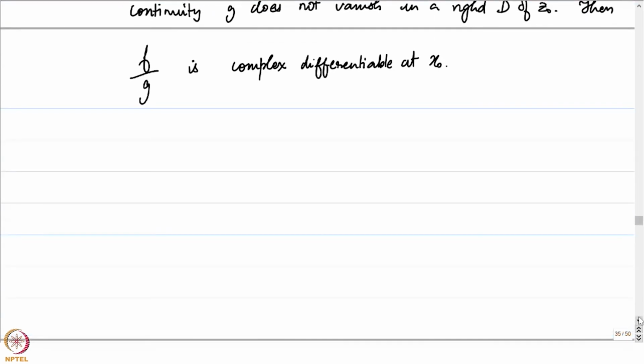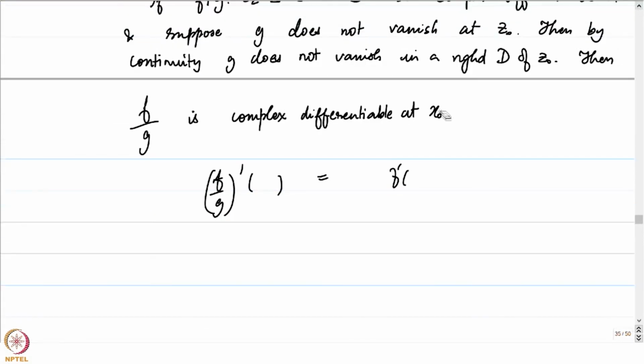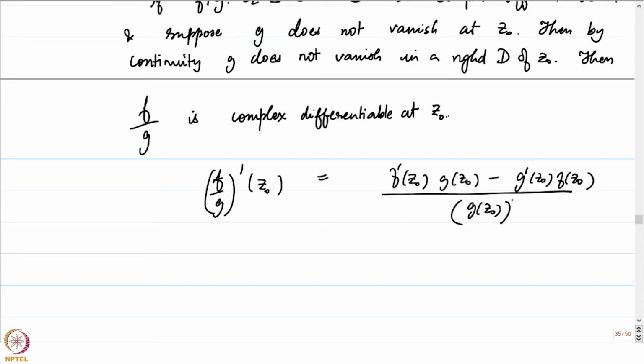And the quotient rule also tells us that f by g prime at x naught is exactly equal to f prime at the point. So I should not be using x naught here because I've taken the point z naught above, right? So let me again use z naught here. f by g prime at z naught is f prime at z naught times g of z naught minus g prime of z naught times f of z naught, by g of z naught square. This is the quotient rule. Again, the proof is going to be similar there.